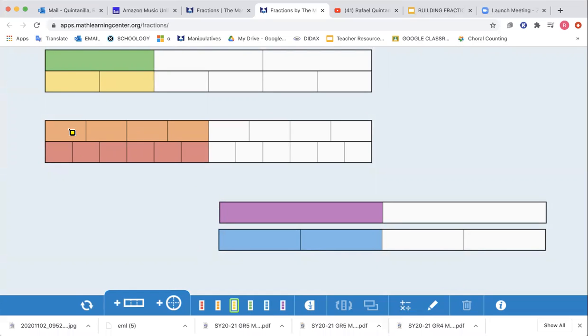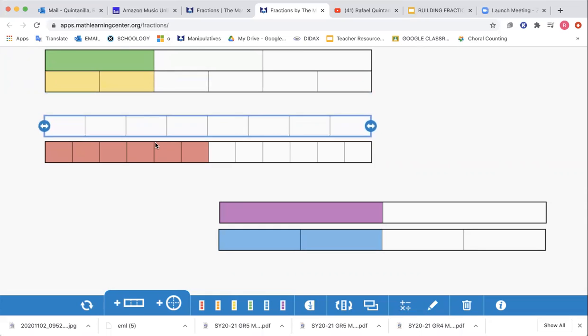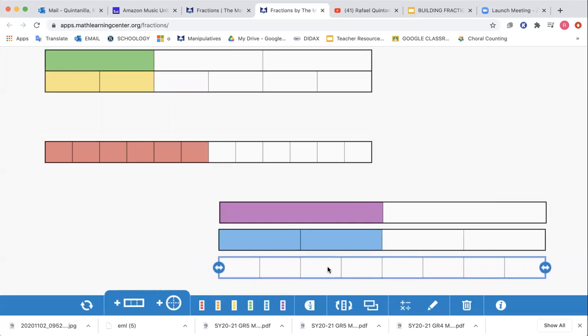Can I work with eighths and thirds as building equivalent fractions? And if I line up my eighths, I can see that, hey, they don't line up quite nicely. So therefore, eighths and thirds, I cannot build an equivalent fraction out of that. So I'm going to just sort it out over here.